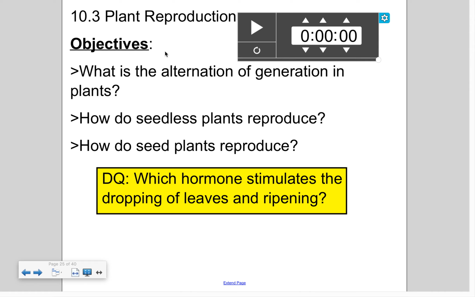Today we're covering section 10.3, plant reproduction. I'm breaking this section up into two parts. So today I'm just going to focus on what is alternation of generation in plants. And then in tomorrow's lecture we'll look at what seeds are, what seeds do for plants, and then flower anatomy. So you do have an assignment, a 10.3 worksheet, I think it's called the alternation of generation / flower anatomy worksheet. So you can do the front page today and the back page tomorrow. I think that's how I broke it up.